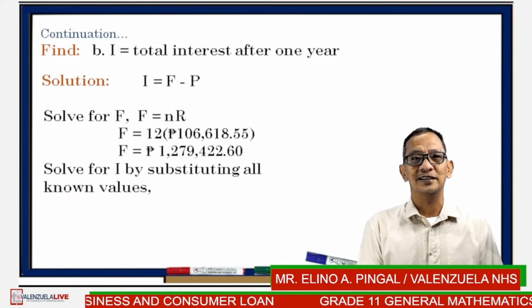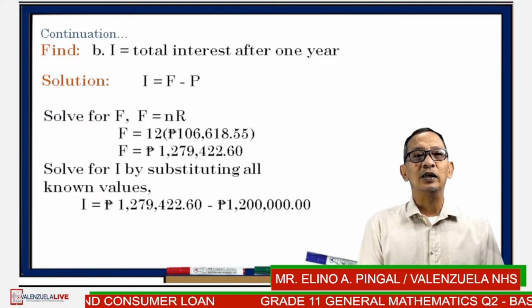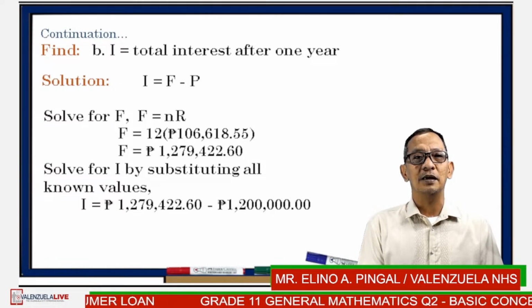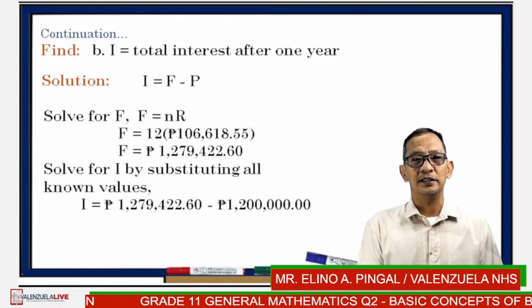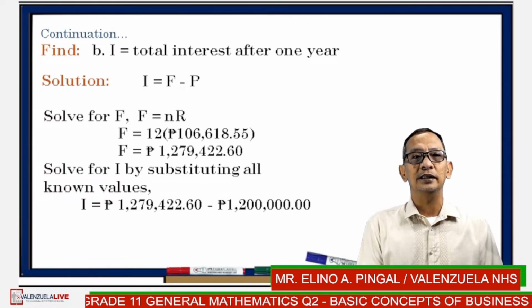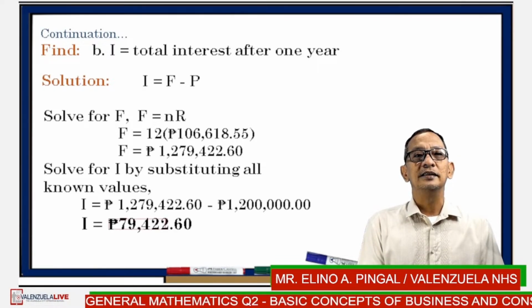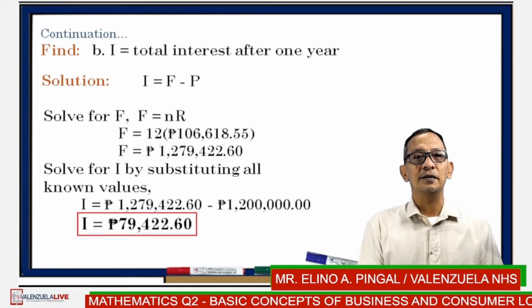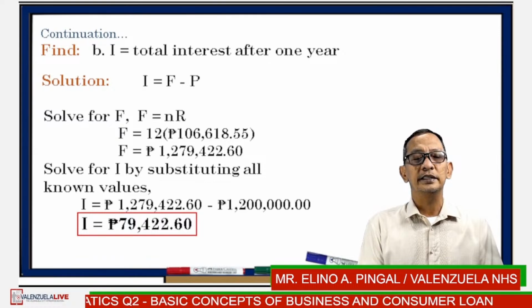Now, knowing the value of F, we can solve for I, or the total interest, by substituting all the known values. So, I is equal to 1,279,422.6 minus 1,200,000. So, I is equal to 79,422.6.